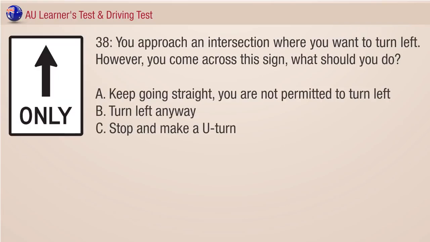Question 38. You approach an intersection where you want to turn left. However, you come across this sign. What should you do? A. Keep going straight. You are not permitted to turn left. B. Turn left anyway. C. Stop and make a U-turn.